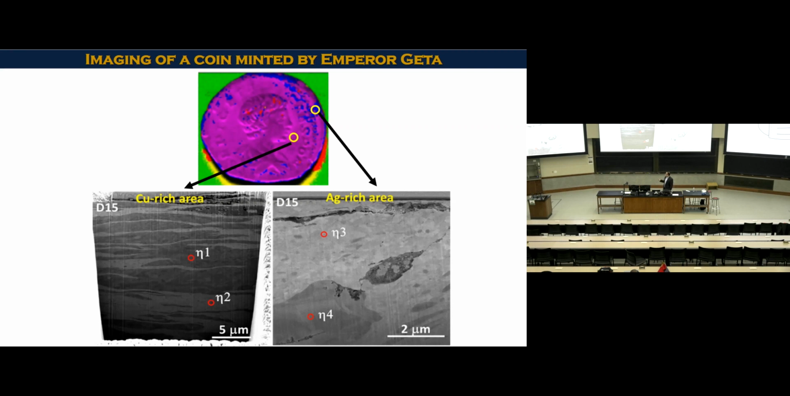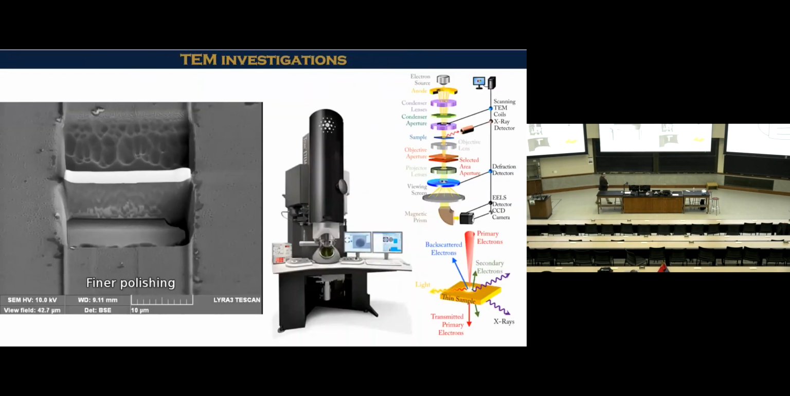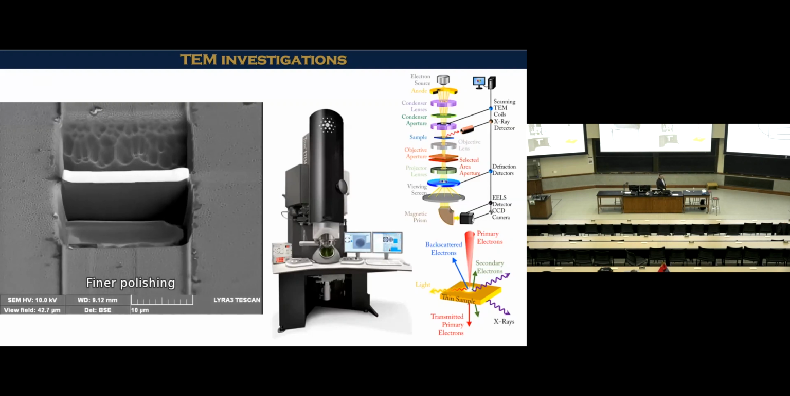For example, in this case, we have this coin minted by Emperor Geta, and you can see this area is copper rich. When we make this imaging, you can confirm that we have lots of these darker gray areas, which are copper, and the shinier, lighter areas are silver. But if you look at this region, where we have mostly silver, we have this interesting microstructure of very small grains, but they are pure silver. And again, so we could still use this technique to produce.